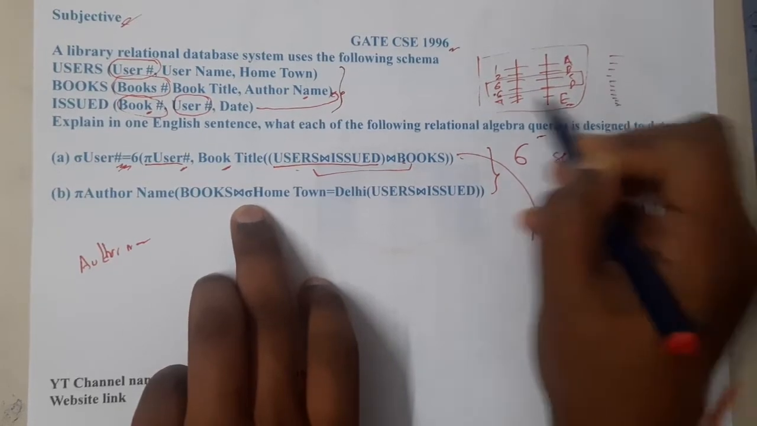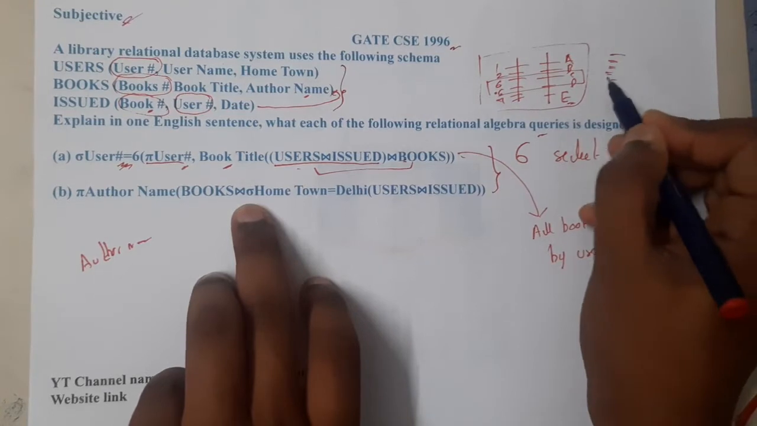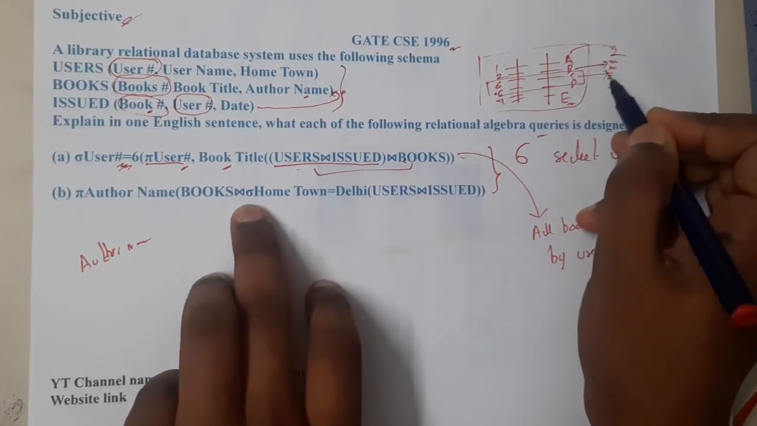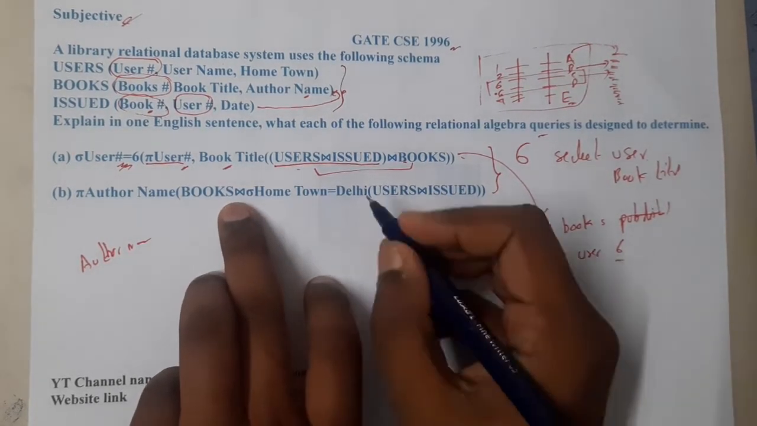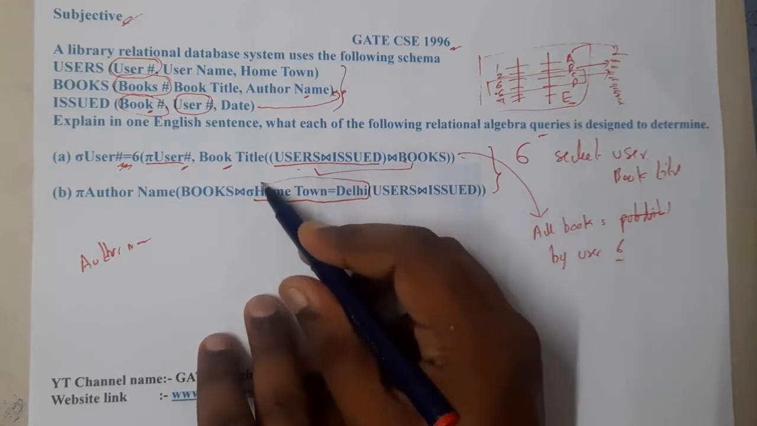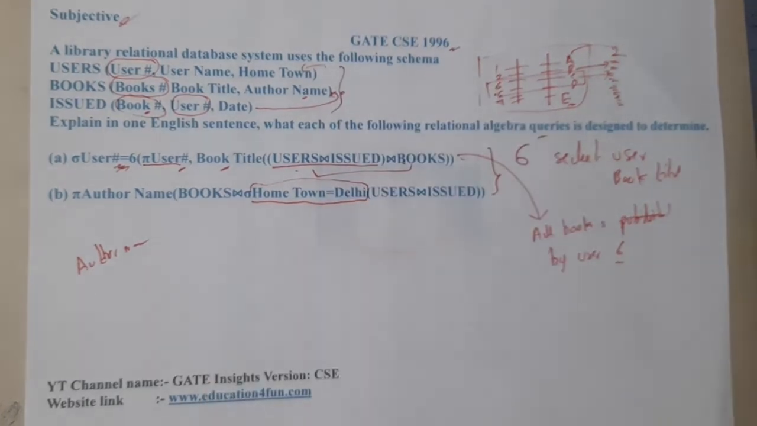So who is the author? This is a library, so it is not published, guys, it is issued only. The author names are also given here: book A was written by this author, book B by this author, book C by this author. Now we are performing Cartesian product, and this Cartesian product has a particular condition. We are trying to find hometown Delhi, which is the hometown of the user.